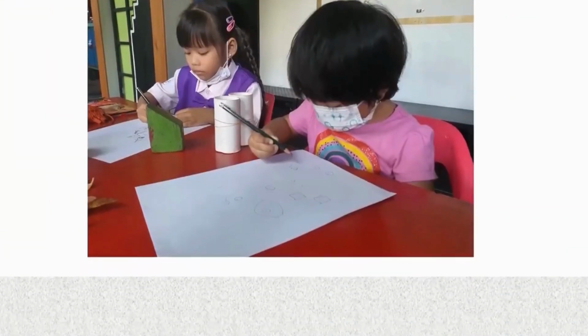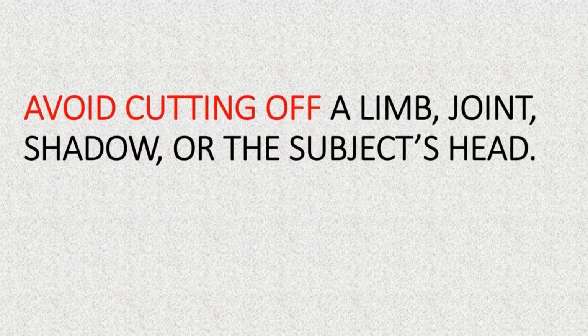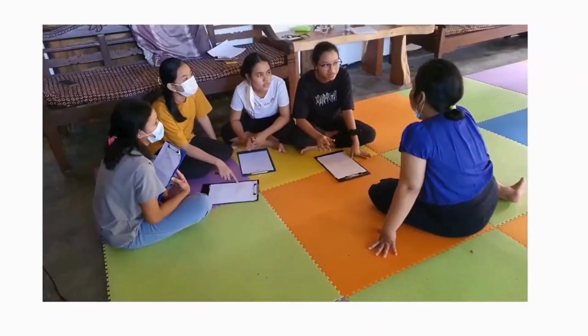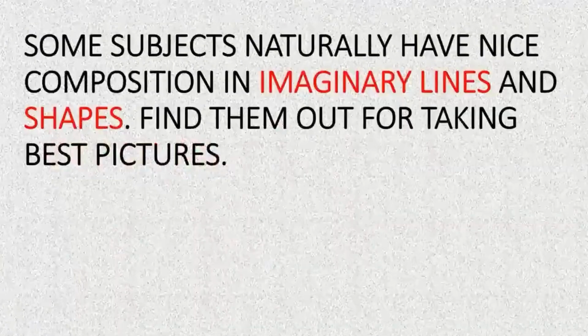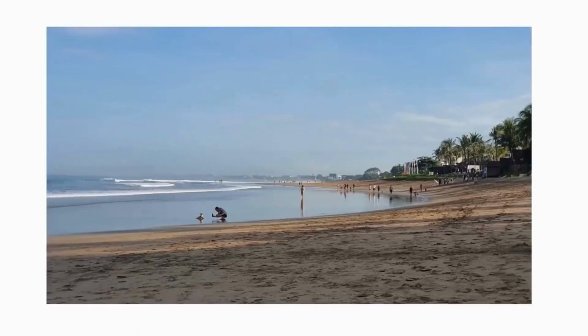You can use the grid and frame lines to check your composition. Avoid cutting off a limb, joint, shadow, or the subject's head. Be sensitive to imaginary lines and shapes. Some objects naturally have nice composition in imaginary lines and shapes. Find them out for taking best pictures.